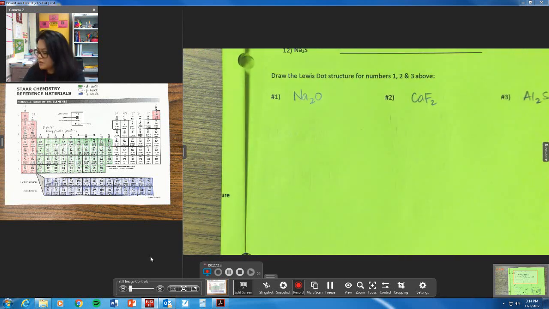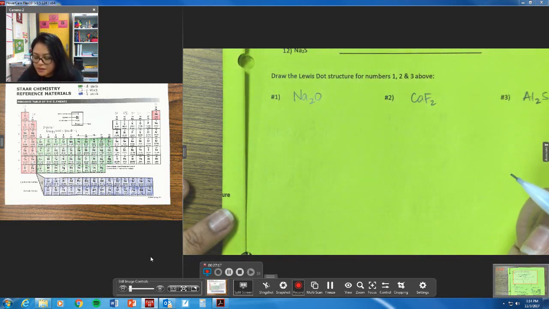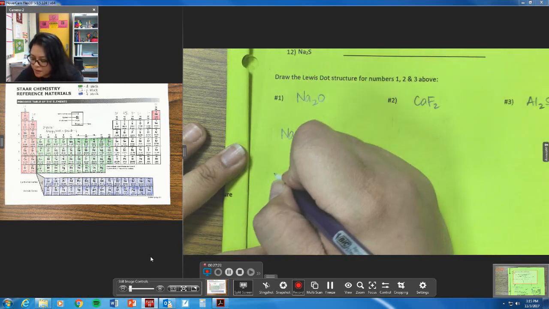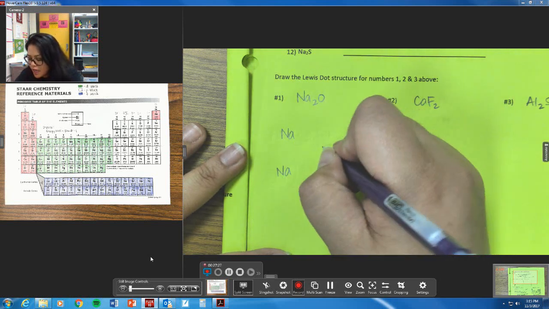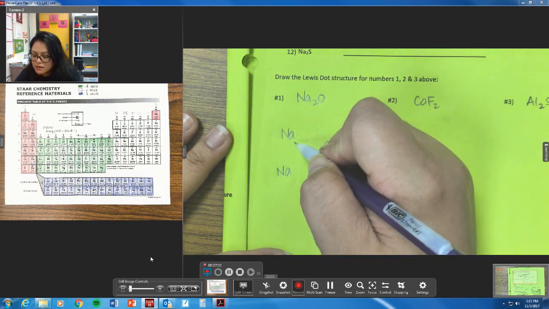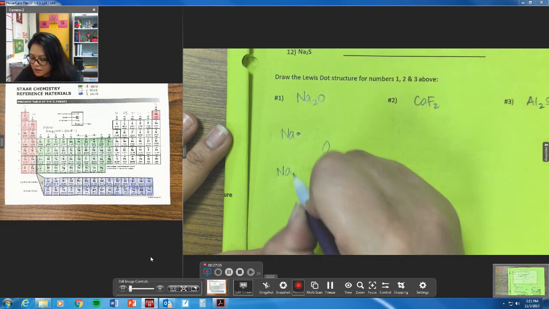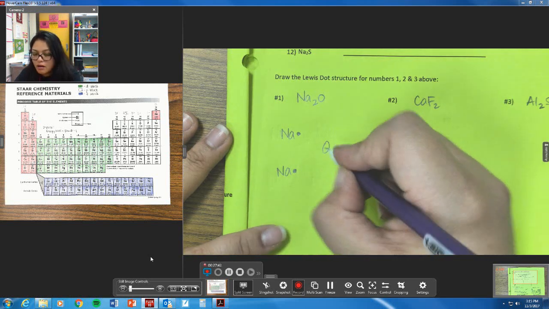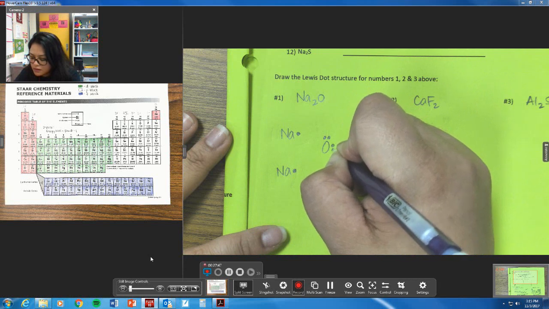Okay, and then just another reminder for your Lewis dot structures. I'm going to go ahead and do one with you. Okay, so sodium, how many sodium ions do we have? We have 2 sodium atoms, so 1 and 2. And then how many oxygens do we have? We only have 1. Okay, so how many valence electrons does sodium have? Sodium has 1 valence electron. Okay, so both of them are going to have 1 valence electron each. And then oxygen has 6 valence electrons.